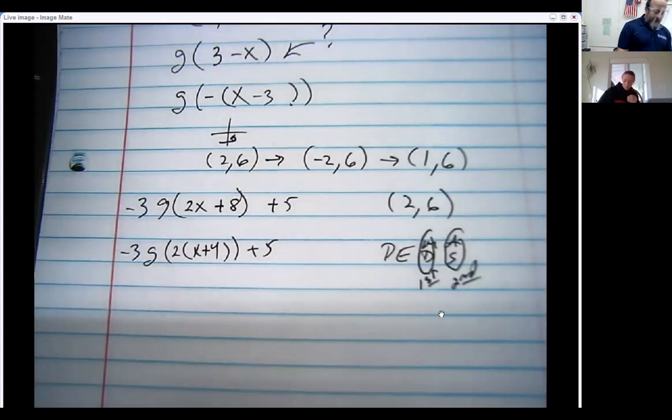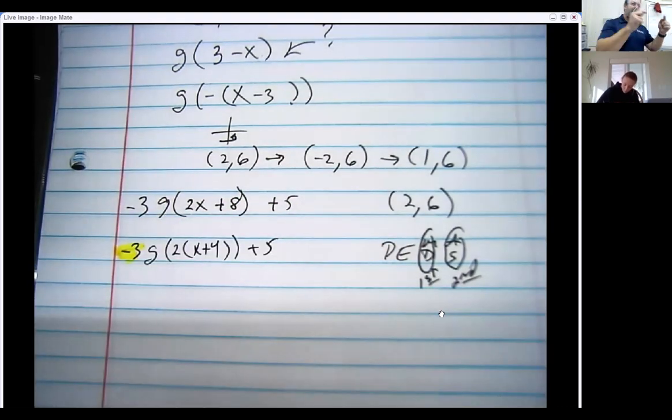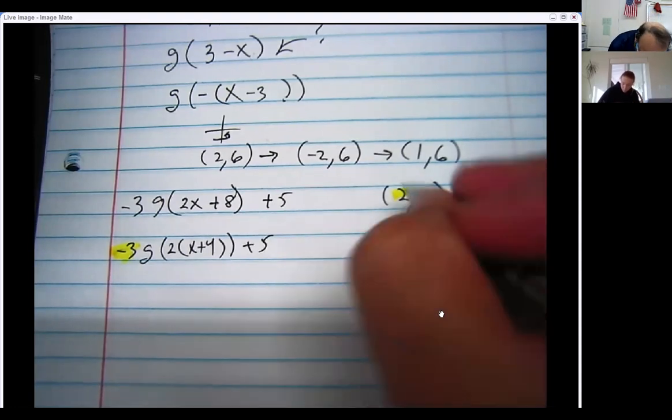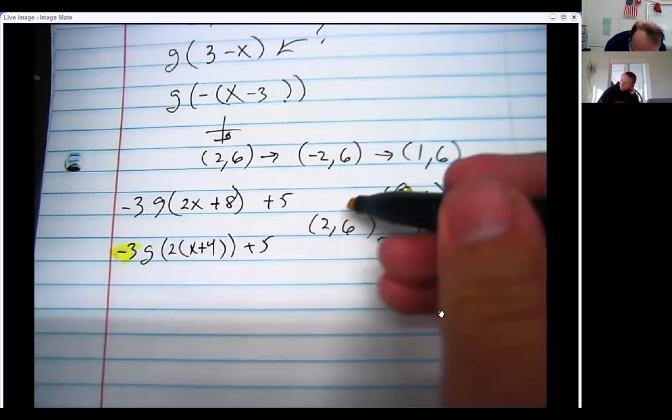Now, let's talk about it. Who is the 3 going to attack? Is that going to attack x or y? Is it inside or outside? Outside. So that's going to affect, oh, I just screwed that up. Doggone it. You just told me the right answer and I just wrote it wrong. Let's fix that. So it's going to do something to 6.